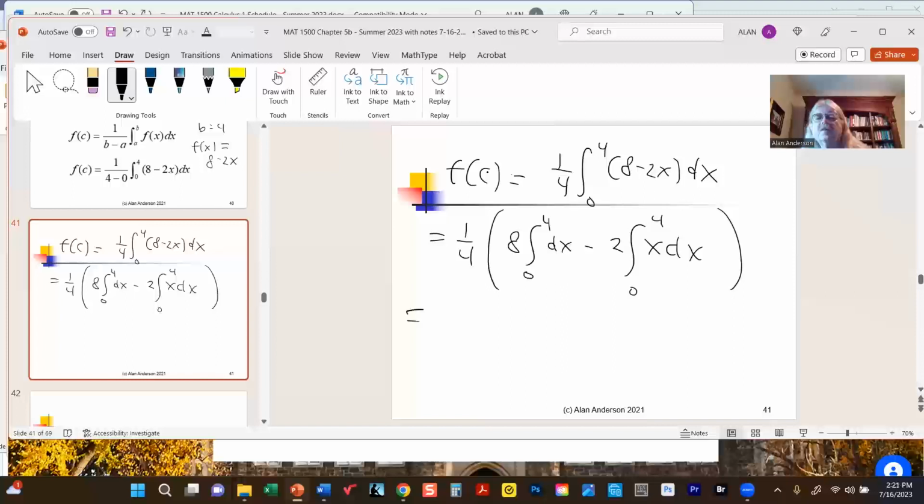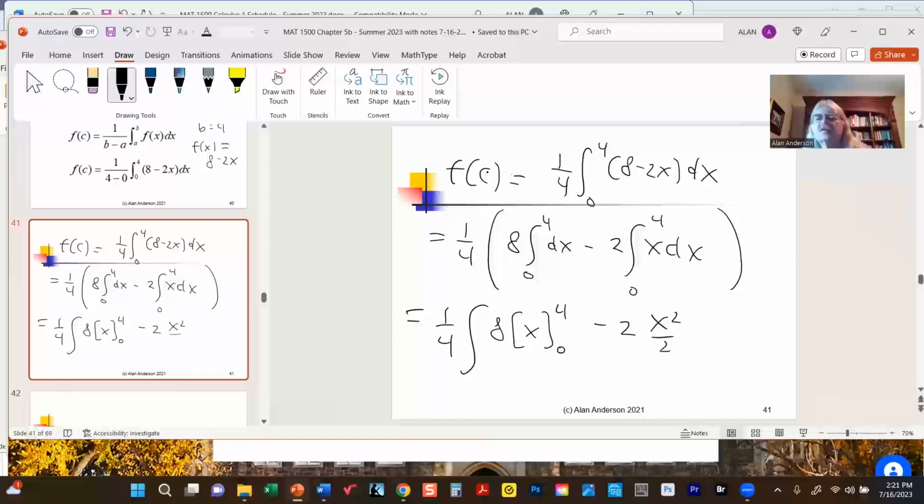So what do I have? 1/4. This is 8. Now the dx, when it's integrated, becomes x. And so we evaluate that from 0 to 4. And over here, we have minus 2 times x squared over 2 from the power rule.